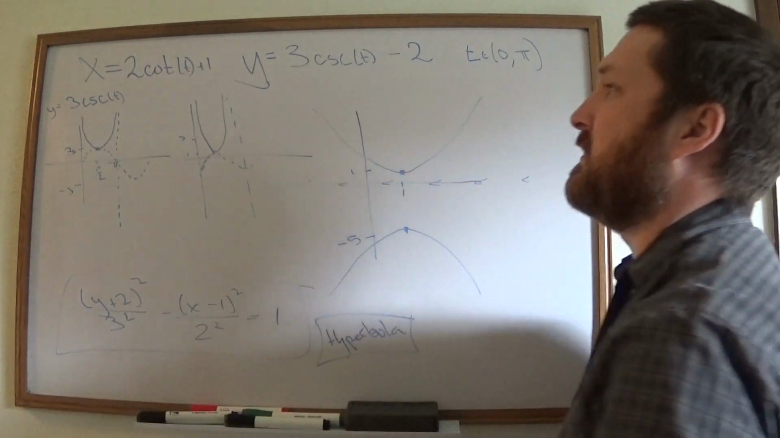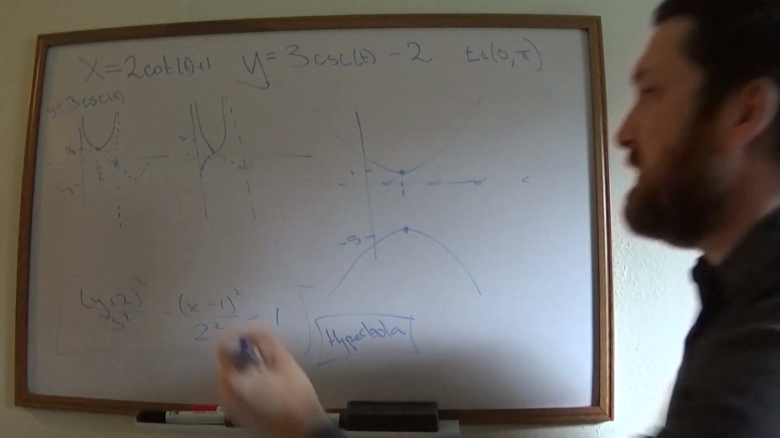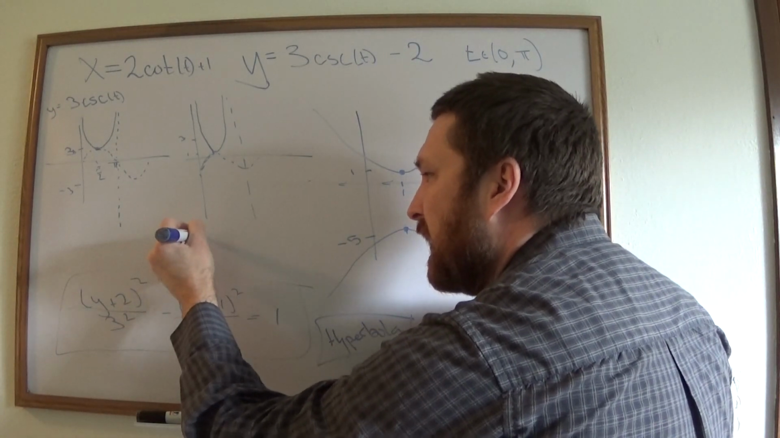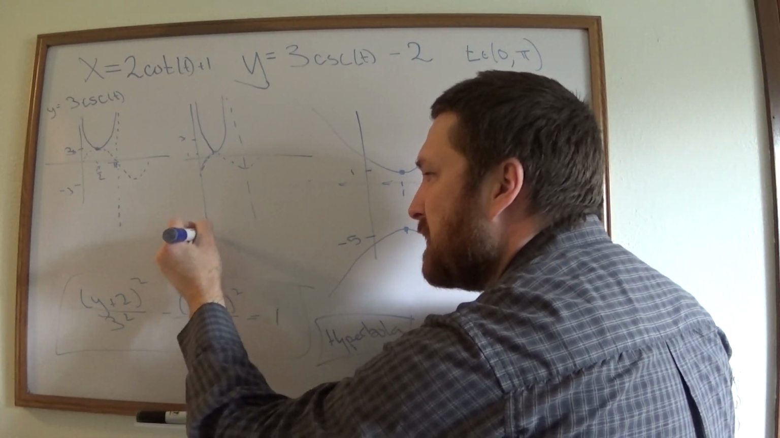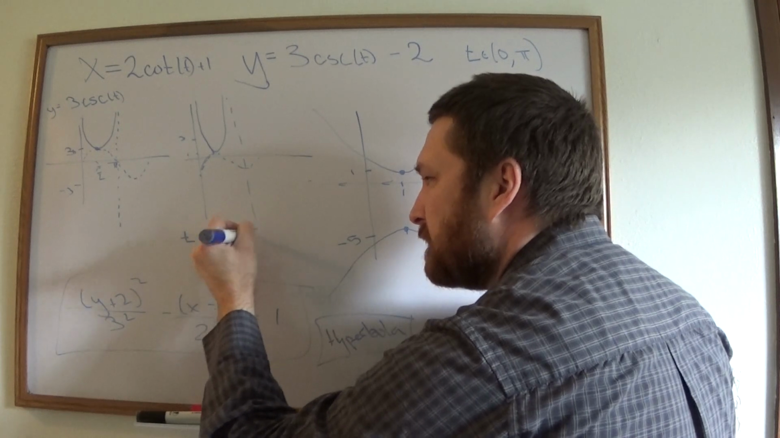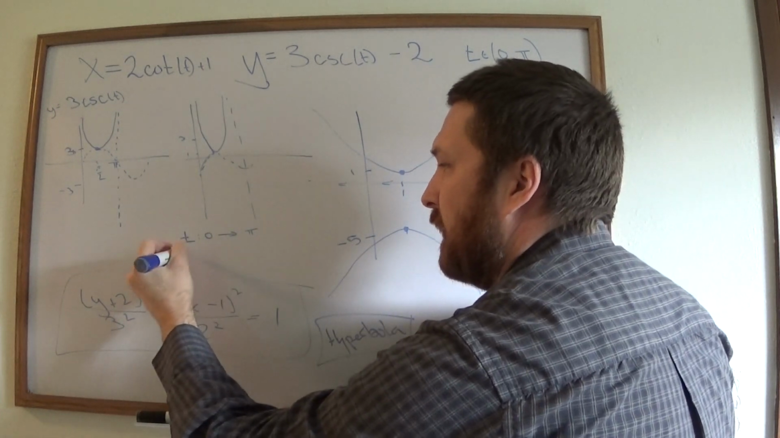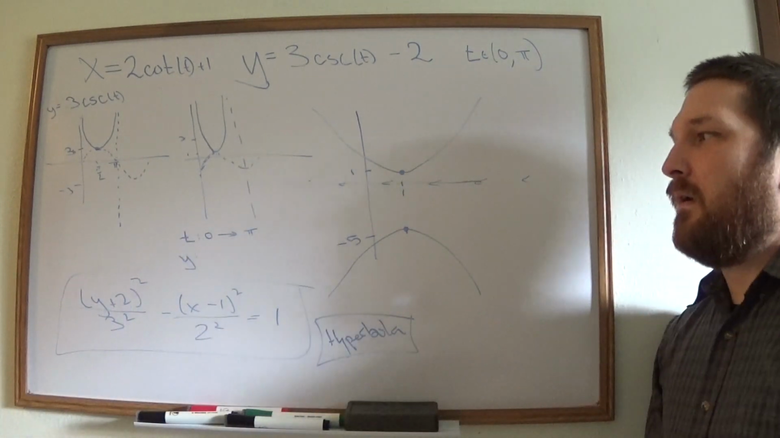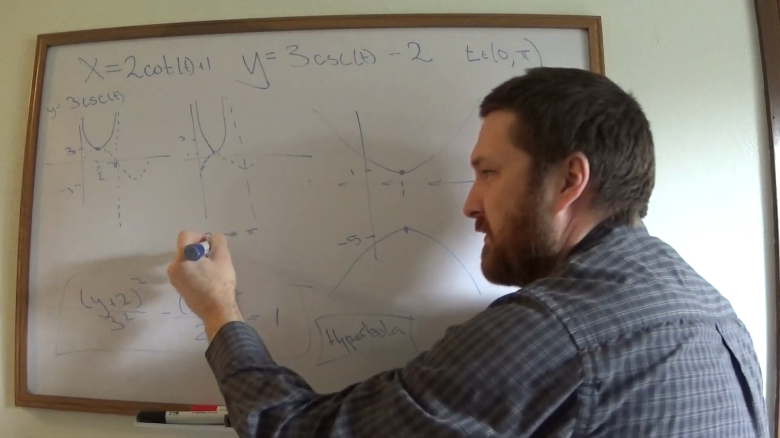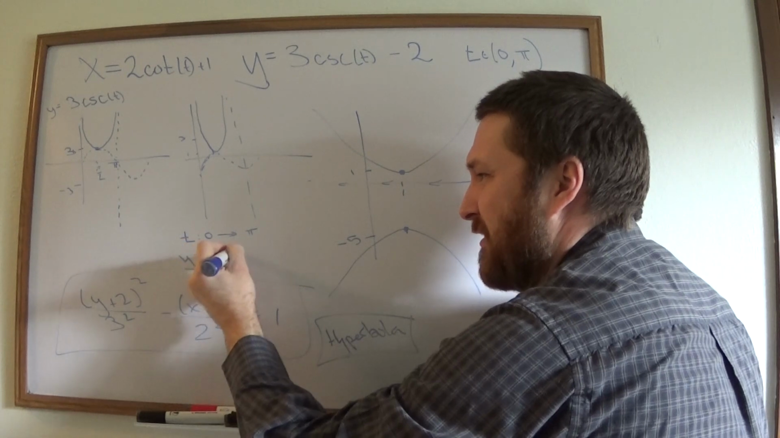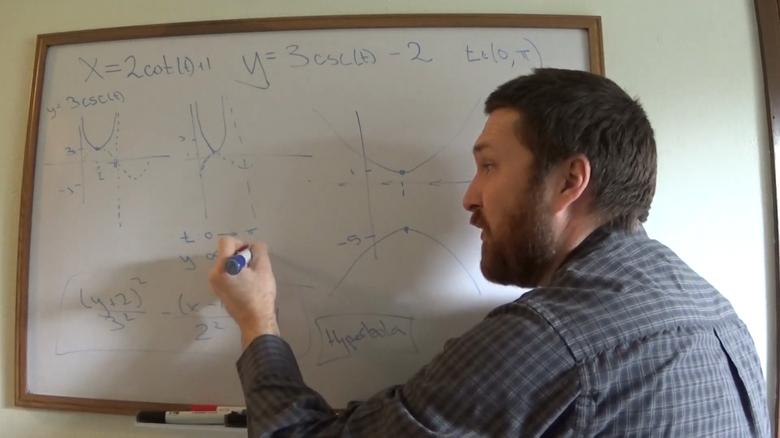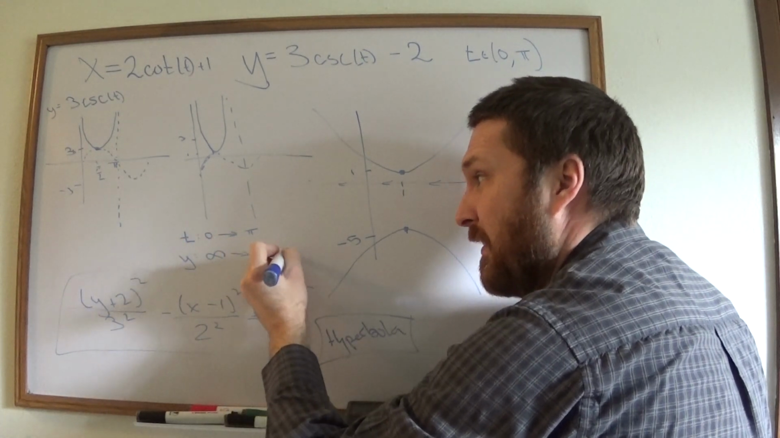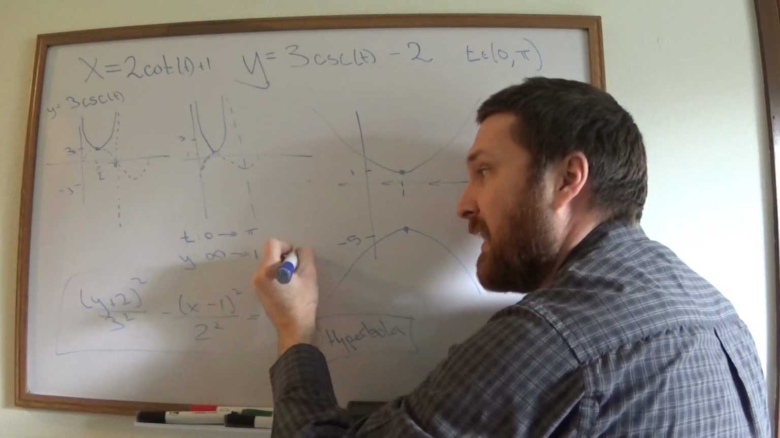And I guess that's it. That's all we need to know. So as t goes from 0 up to pi, y does what? It goes down from infinity, stops at 1, and then goes back up to positive infinity.